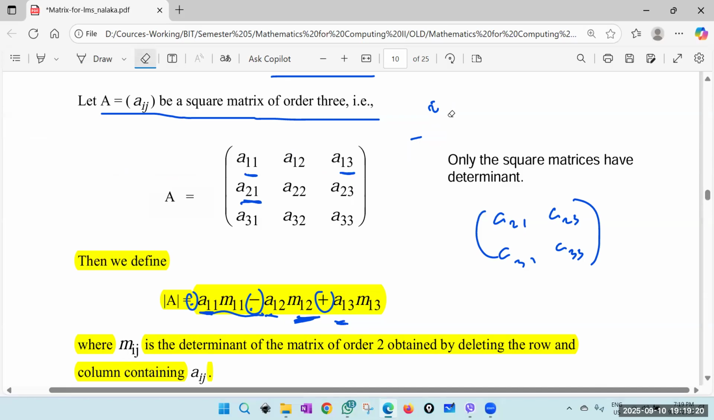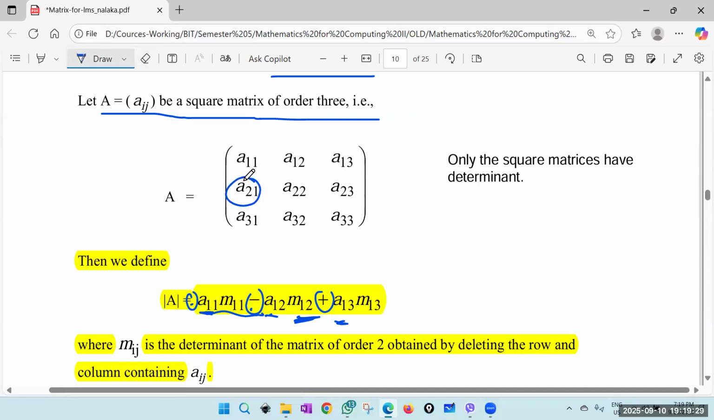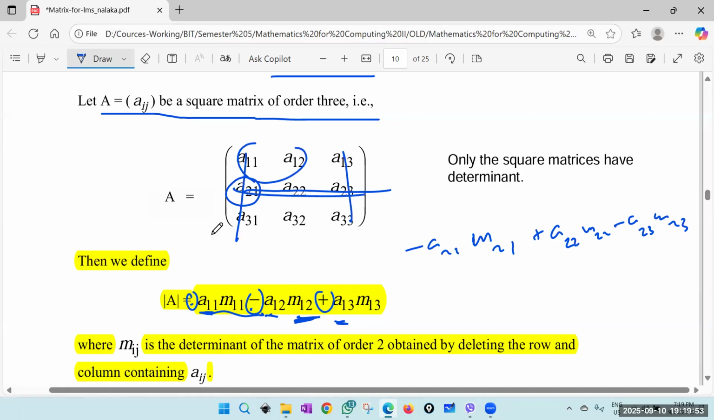For example, if you take the second row, then A21 into, when you shade this and this, the determinant of this one. But this is negative: negative A21 into M21, because 2 plus 1 is 3. Then this is 2 plus 2, positive, A22 into M22. Then this is again negative, A23 into M23. What is M23? When you shade these two, you get a 2 by 2 square matrix, and its determinant. And finally, what you get is a number, and that is the determinant of that 3 by 3 matrix.